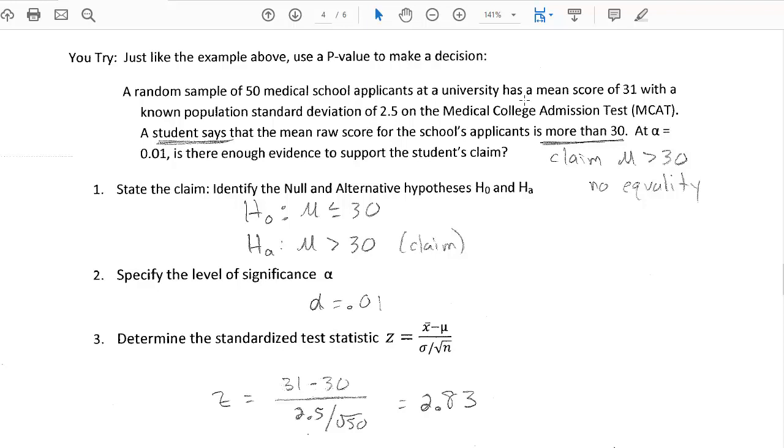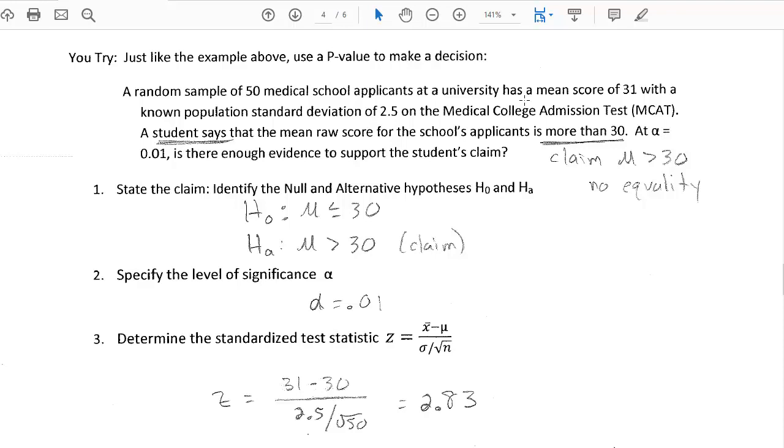Alright, in this video I want to take a look at a problem where we would be doing a z-test or a hypothesis test using a standard normal variable, the z variable. The problem says that a random sample of 50 medical school applicants at a university has a mean score of 31 with a known population standard deviation of 2.5.